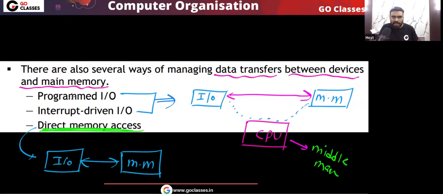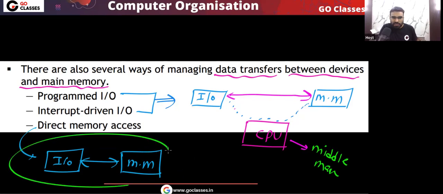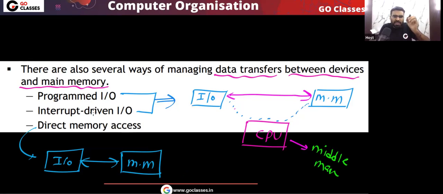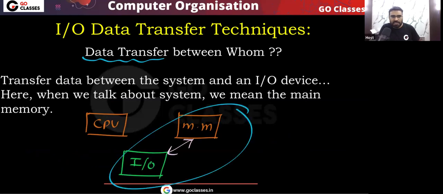Okay, and in this direct memory access, the name itself is telling you: direct memory access. Here the data transfer between IO devices and main memory will happen directly without any intervention of the CPU, or I can say with very little intervention of the CPU. So very simple. Now in this data transfer, what are the challenges?